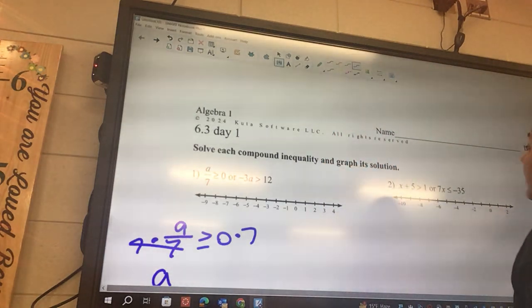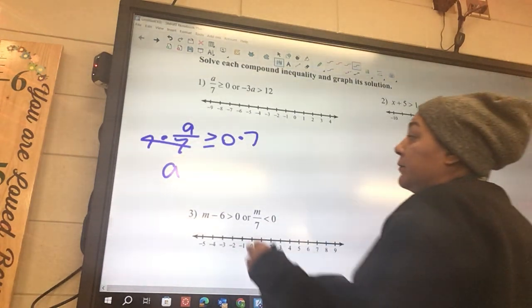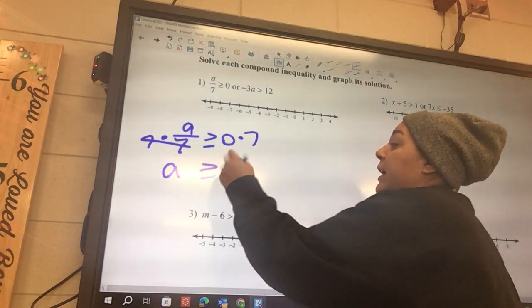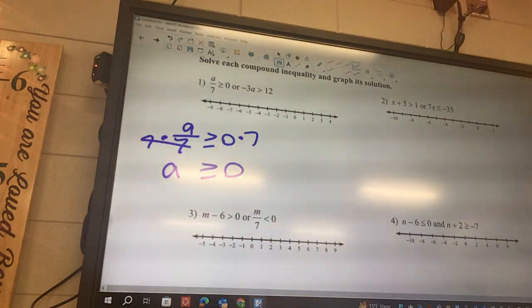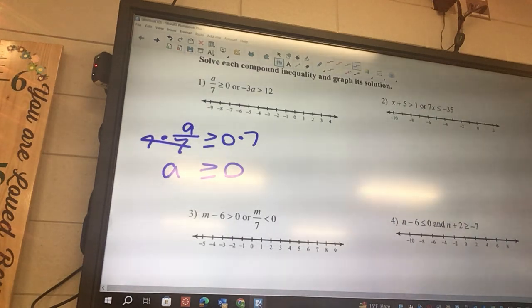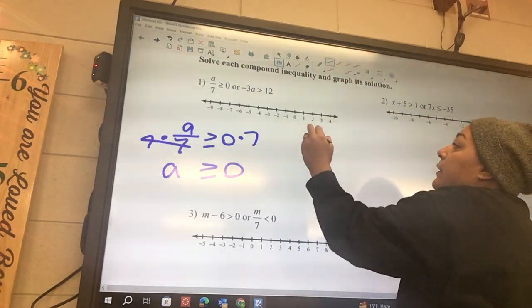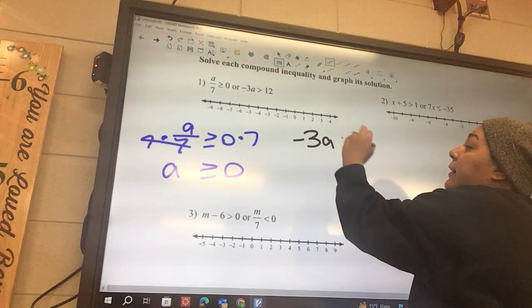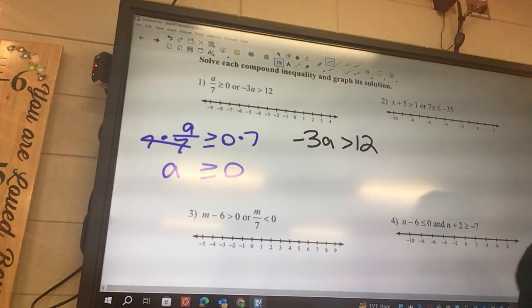Okay, what is 0 times 7? 0. Okay, so this is my first one. Okay, we're not going to graph it yet. Okay, that's my first one. The second one is negative 3a and a 12. How do I solve that one?